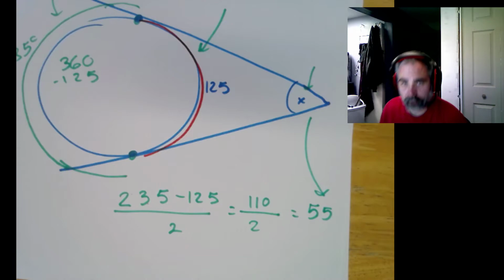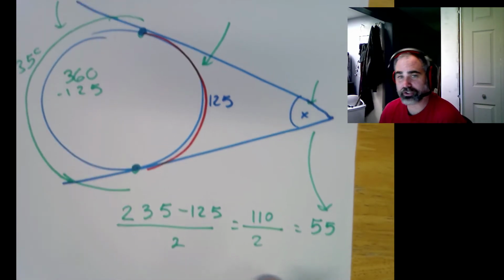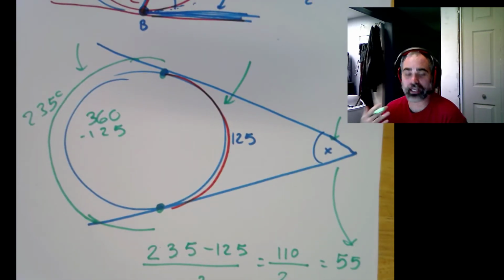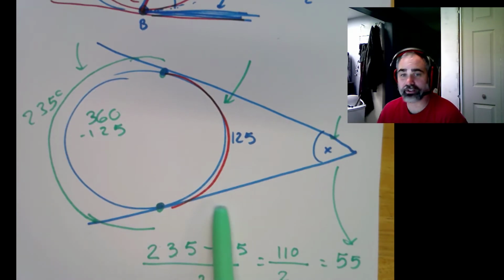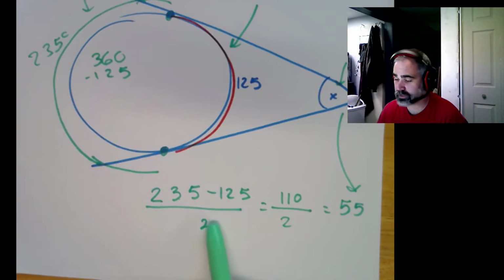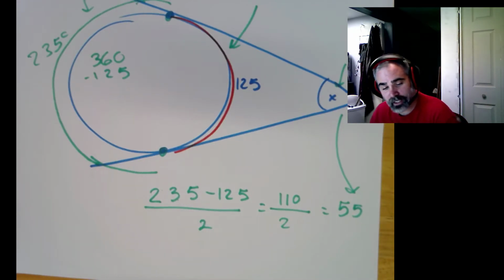Okay, so that's how we would do this. This is an application of that theorem. Again, it looks a little different, but it's the same idea. When you have an angle that's outside, you're going to be talking about subtracting these two arc measures and dividing by 2. Okay, and that's what we're looking at here.